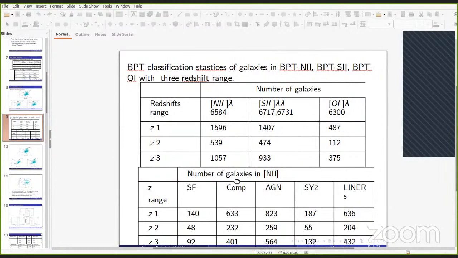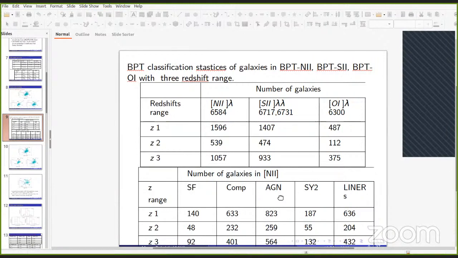After I take into account all redshift, I have 1,596 sources, so I try to classify them into different redshift ranges. Then I have the star-forming galaxies, then the composite galaxies, then I divide the rest into the AGNs, the Seyferts, as well as the LINERs. As you see from the statistics, 140 of them are star-forming regions for all redshift ranges, and this is for low redshift range, this is for high redshift range.